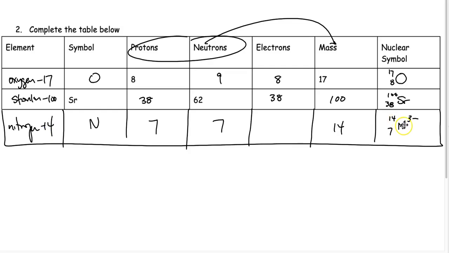Now what's different here, notice I have a net charge of -3. That means I have 3 more electrons than protons. So electrons are negative, protons are positive. Since I know that I have 7 protons, if this is a net charge of 3 negative, that means I have 3 extra electrons, I have 10. So that's one way you could do it.